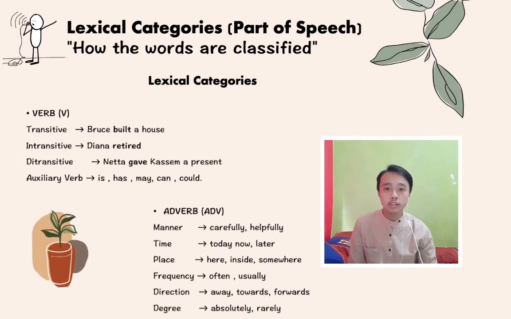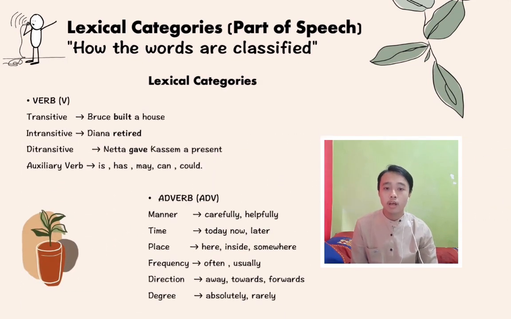And then the next is verb. Verbs are words that express an action, an occurrence, a condition, or a state of being. Verb has 4 subtypes. The first is transitive. Transitive here means the verb needs an object to follow. For example, Bruce built a house. A house is the object that follows the verb built.